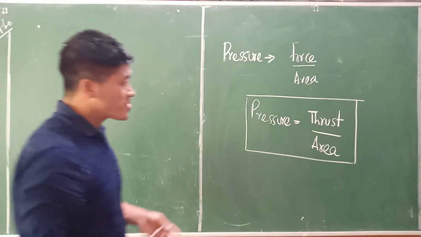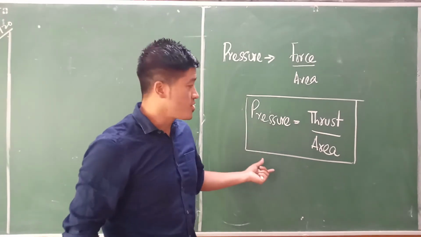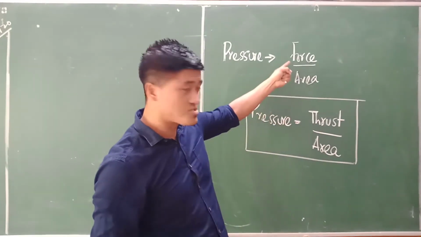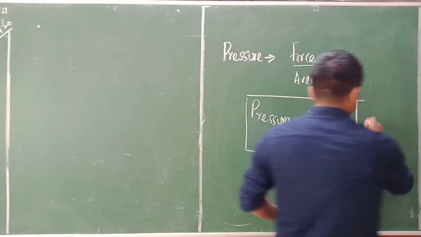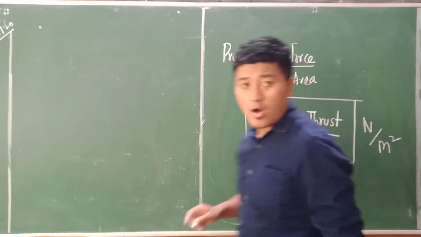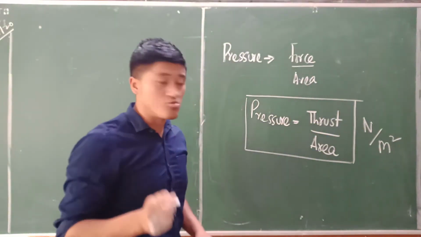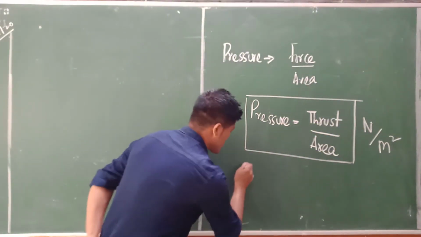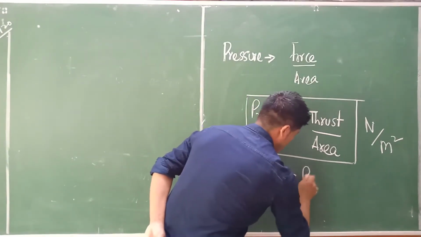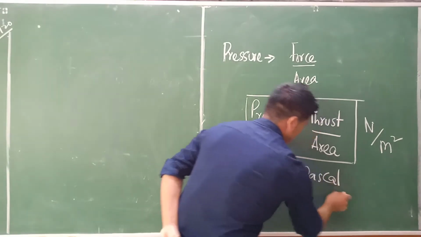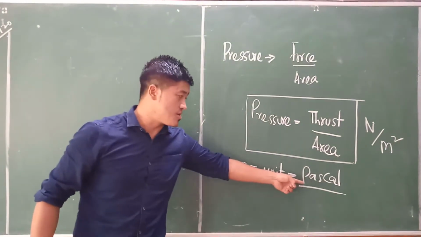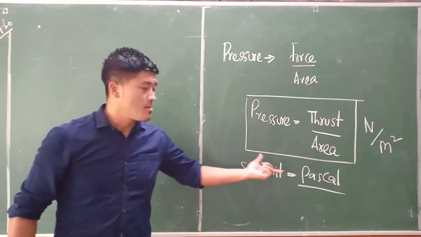So, talking about the unit of pressure, you can also write thrust, which is the force, in Newton per meter square for area. But the most commonly used unit for pressure, the SI unit, is Pascal. Understand? So this is the most commonly used unit in the case of pressure, that is Pascal.